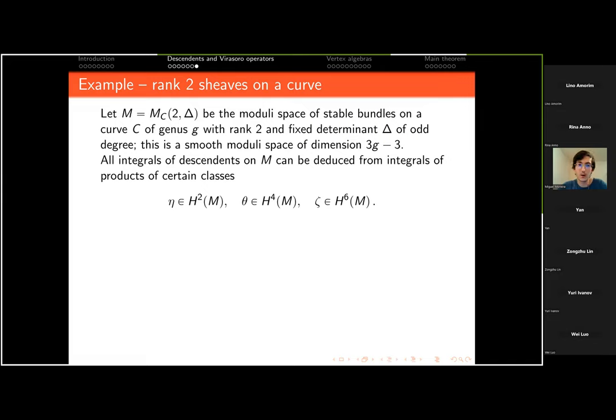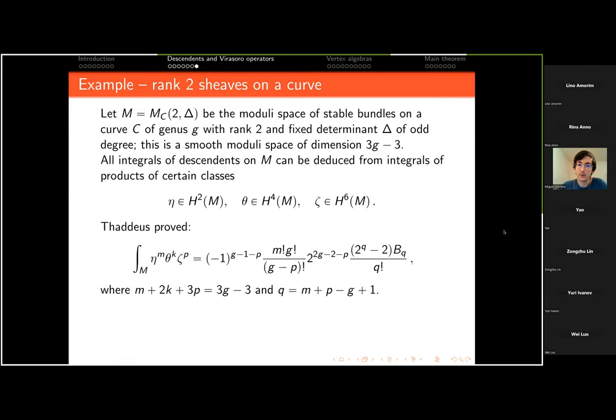Its cohomology ring is known. All integrals of descendant classes can be computed in terms of integrals of powers of these three special classes, eta, theta, and zeta. And such integrals were computed by Thaddeus in the 90s, and they have this nice formula. So the integral of this is equal to some combinatorial coefficient, which is not so complicated, times some Bernoulli number, which is the most interesting part of the formula. And this holds when the dimension constraints are right, so when m plus 2k plus 3p is 3g minus 3, and this q that appears here is given by this.